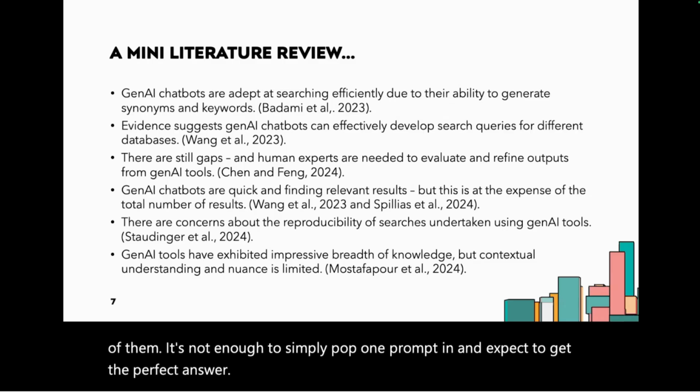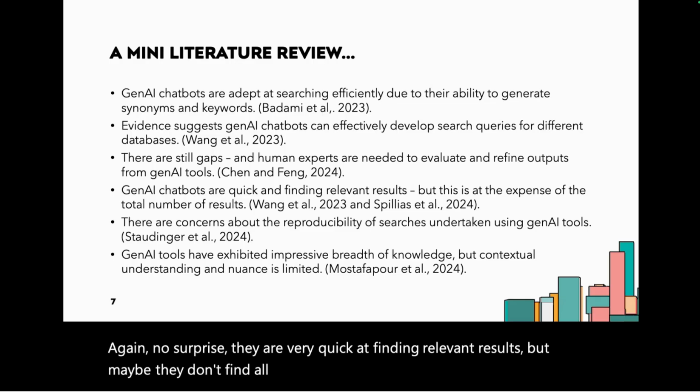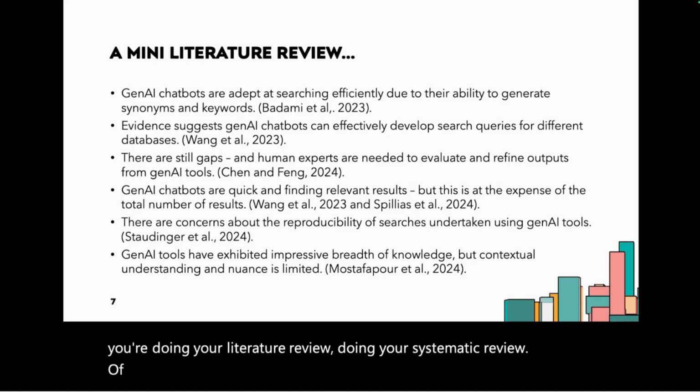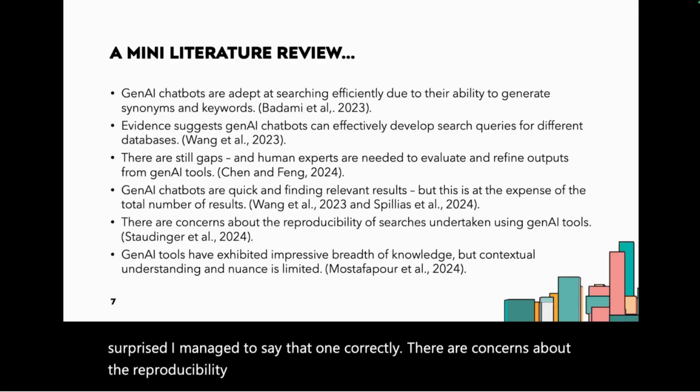Again, no surprise, they are very quick at finding relevant results, but maybe they don't find all of the results that could be relevant to you when you're doing your literature review, your systematic review of the literature. And there are also concerns about reproducibility. I'm surprised I managed to say that one correctly. There are concerns about the reproducibility of searches undertaken using generative AI tools.